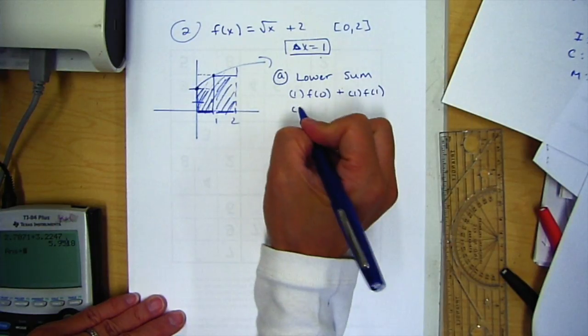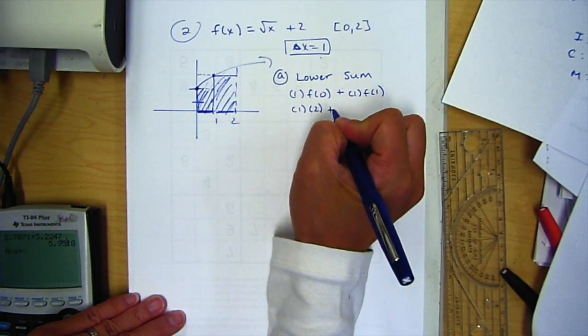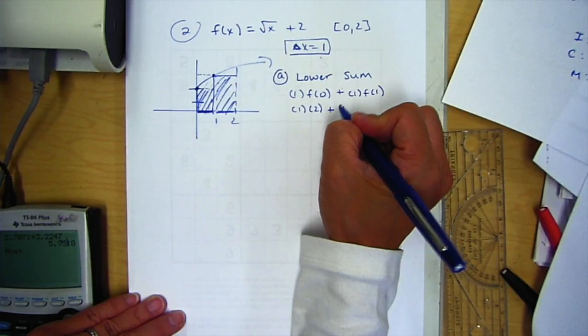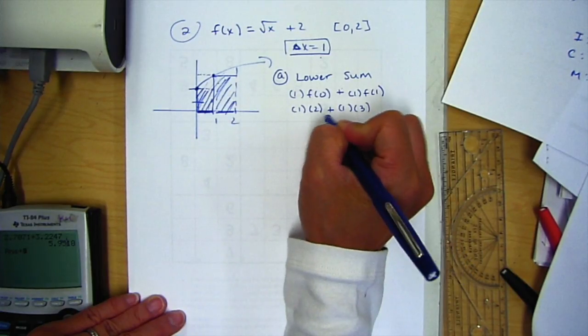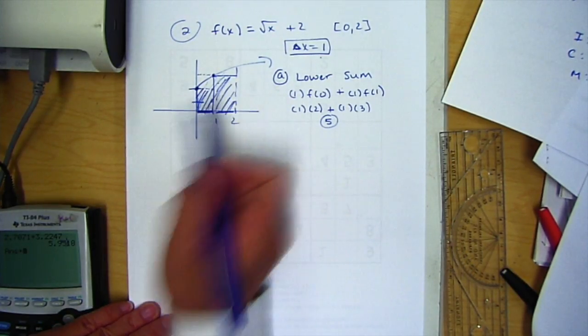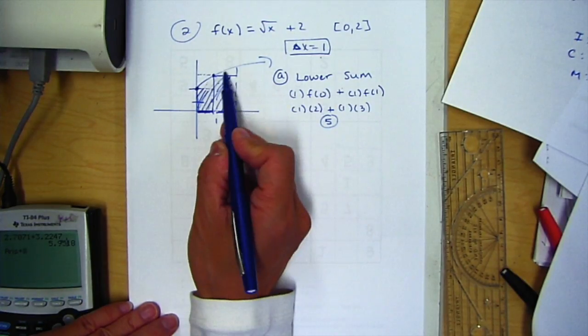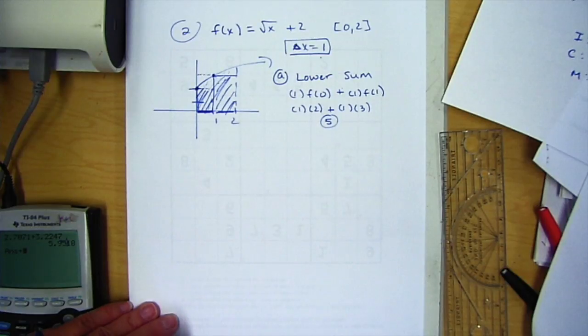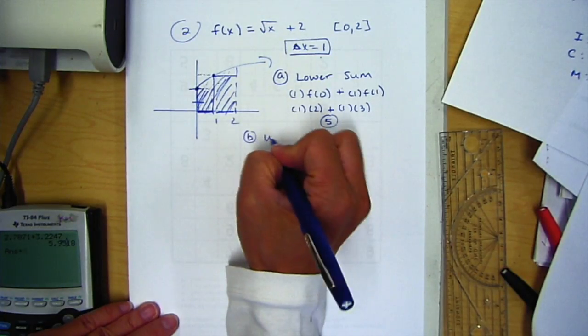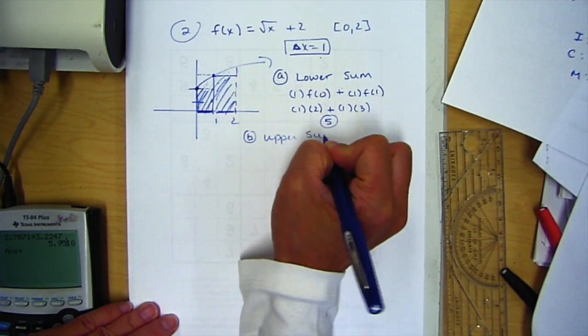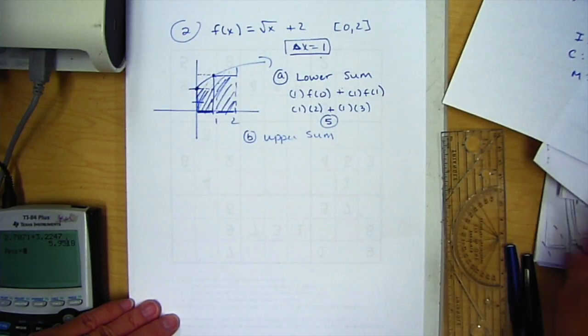So f of 0 is 2. f of 1 is exactly 3. So the area of these two rectangles added together is 5. So the exact area has got to be something bigger than that, because obviously we're missing these pieces. Let's do the same thing, but this time I'm going to use an upper sum. So in order to get an upper sum, I need to be above the curve.